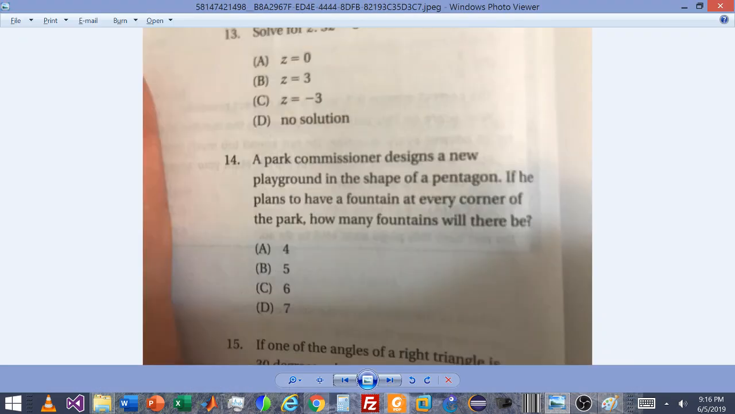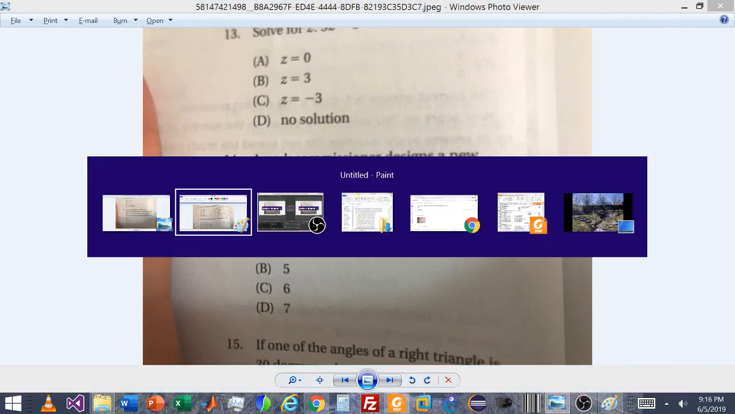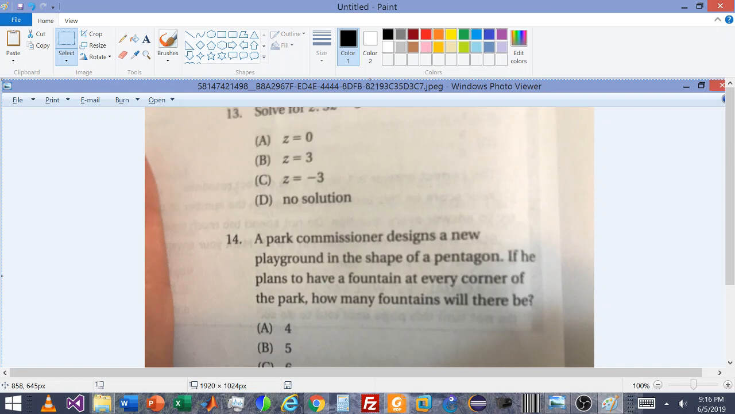So this is: a park commissioner designs a new playground in the shape of a pentagon. If he plans to have a fountain at every corner of the park, how many fountains will there be? So this is more just about translating words into numerical meanings that have value. So here they use the term pentagon. So here he talks about a pentagon, right?